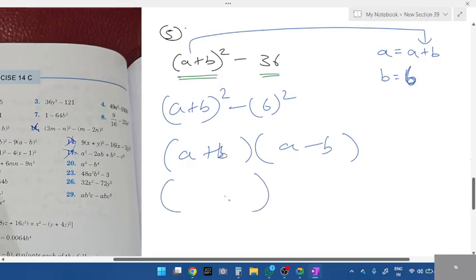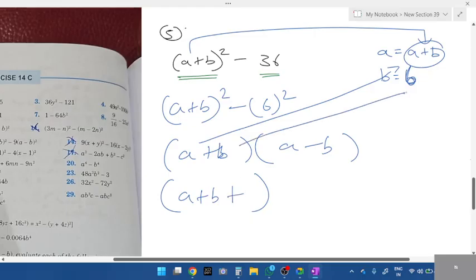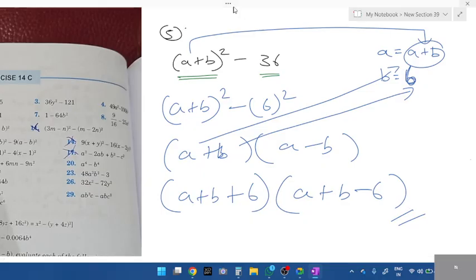Now, what's the value of a, students? What's the value of a we have? A value is a plus b plus. What is b value? 6. Next. A plus b is a value minus 6. This is the answer. Understood all of you?